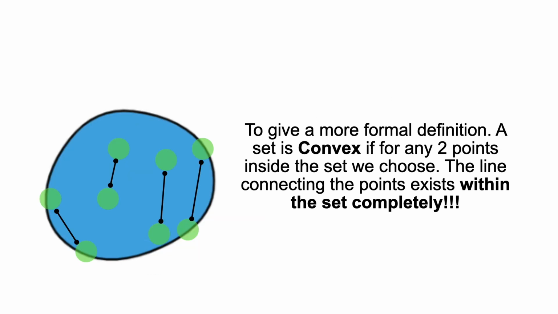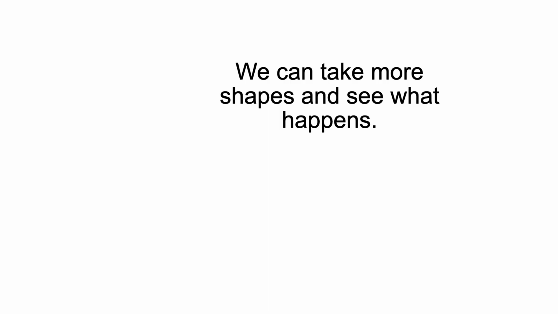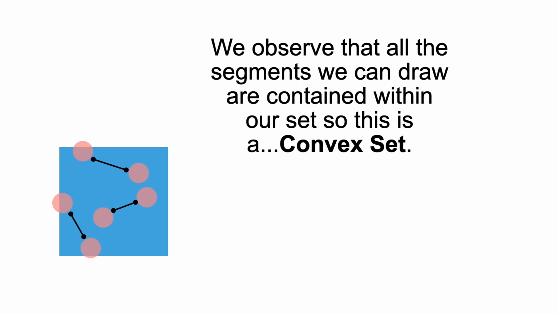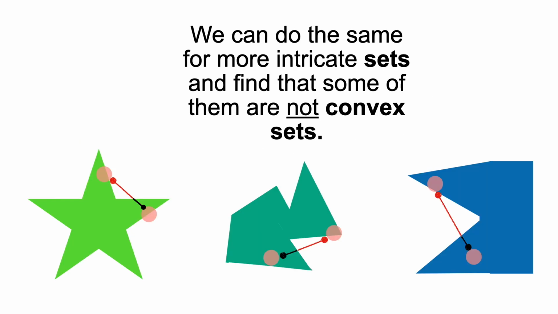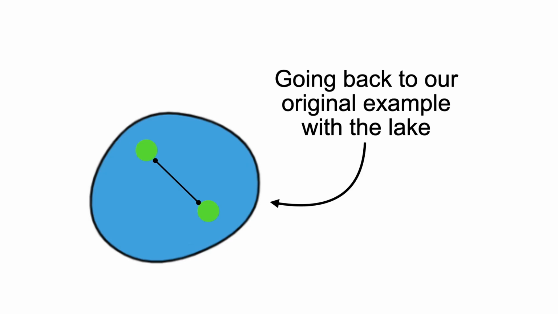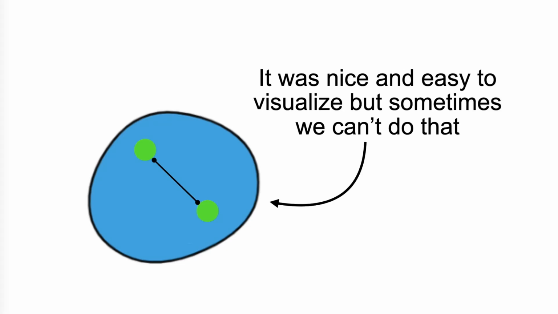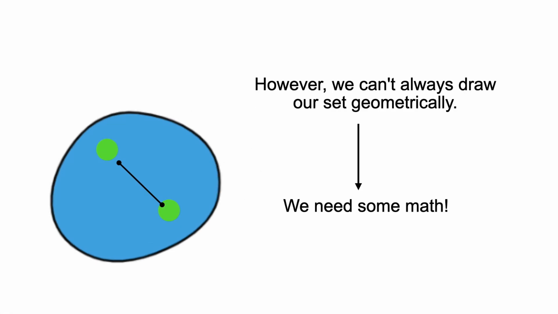To give a more formal definition, a set is convex if for any 2 points inside the set, the line connecting the points exists within the set completely. We can take more shapes and see what happens. We observe that all the segments we can draw are contained within our set, so this is a convex set. We can do the same, but for more intricate sets, and find that some of them are in fact not convex sets. Going back to our original example with the lake, it was nice and easy to visualize, but sometimes we cannot do that. We need some math.